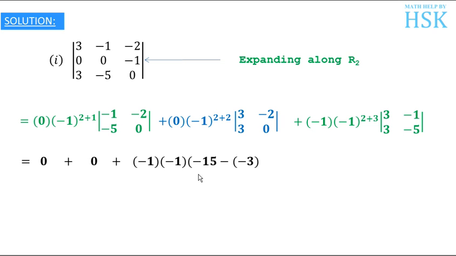And the third term would be equal to minus 1. This minus 1 is raised to the power of 2 plus 3, that is an odd number, so it will be minus, into minus 15, minus sign, into minus 3, right? So this minus and minus will become plus. This will be equal to minus 15 plus 3, that will be equal to 12. Okay, so that will be equal to minus 12, sorry. Okay, so minus 12 would be the answer of this determinant.